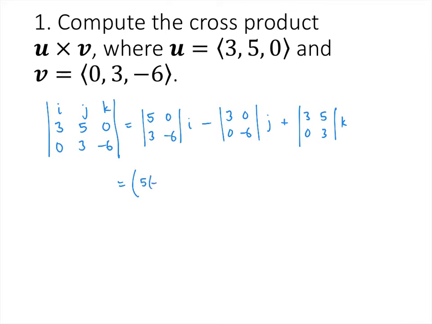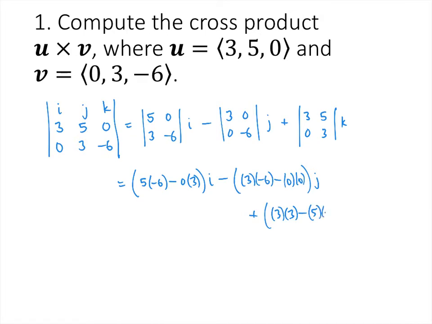So we take 5 times negative 6 minus 0 times 3. That's going to be our i component. And then remember the parentheses here, 3 times negative 6 minus 0 times 0. That gives us the j component. And then finally plus 3 times 3 minus 5 times 0. That gives us the k component.